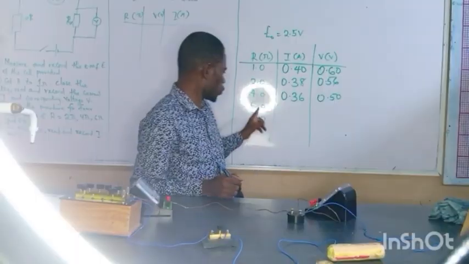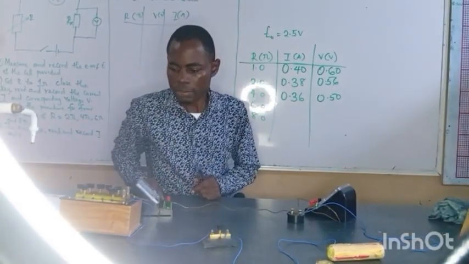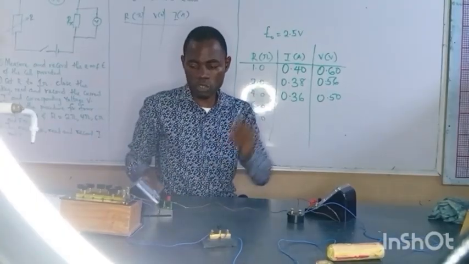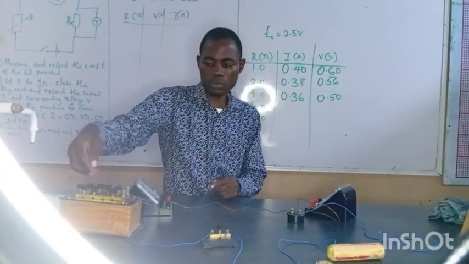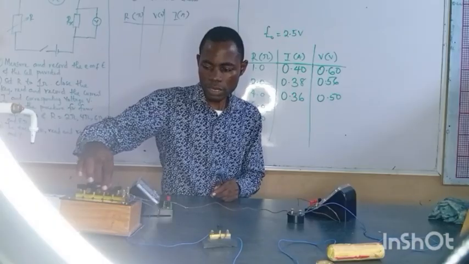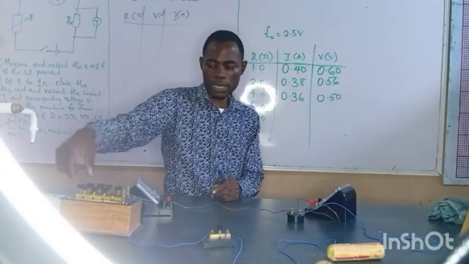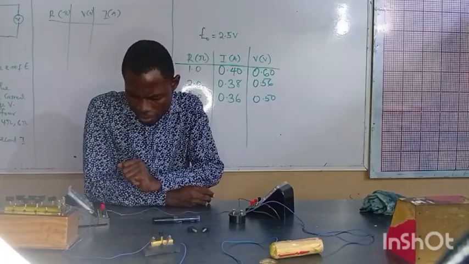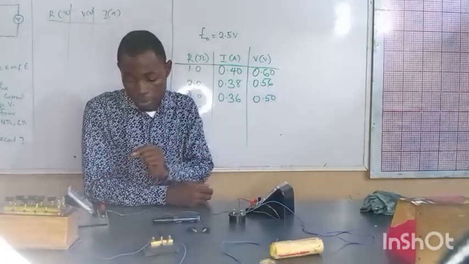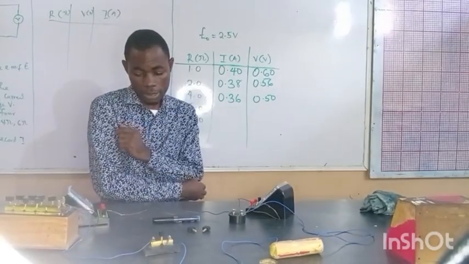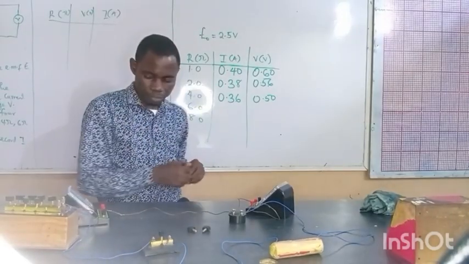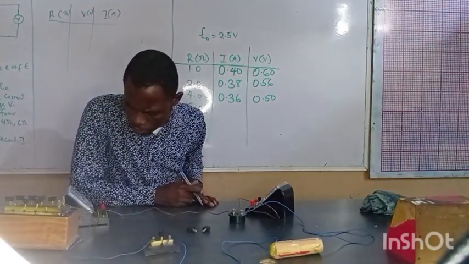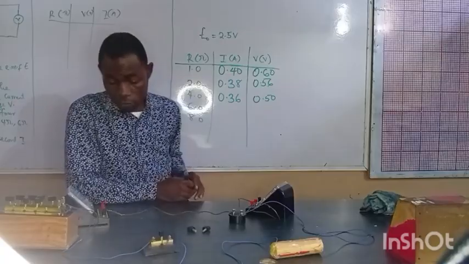Alright, I move to the next one. 6. How can I get my 6? We can manage to get 6. That is 5 plus 1. So let me replace all these 2, 2. So I first pick up 1, and I pick up 5 to make 6. And the measurement I'm seeing here is 0.3, and right now it is 0.34.